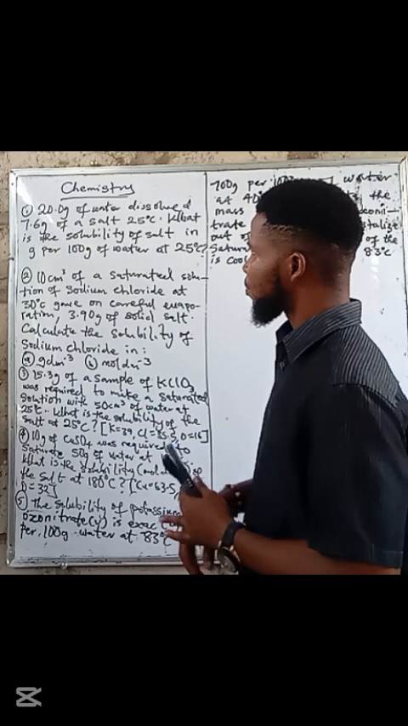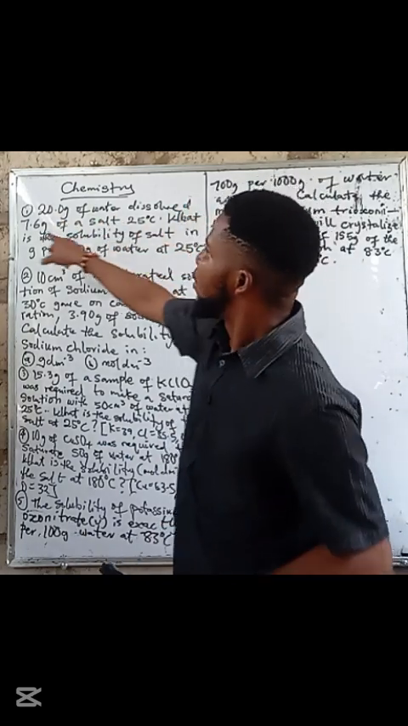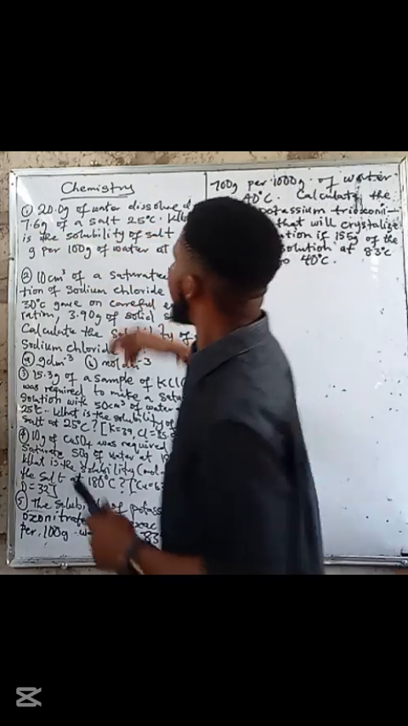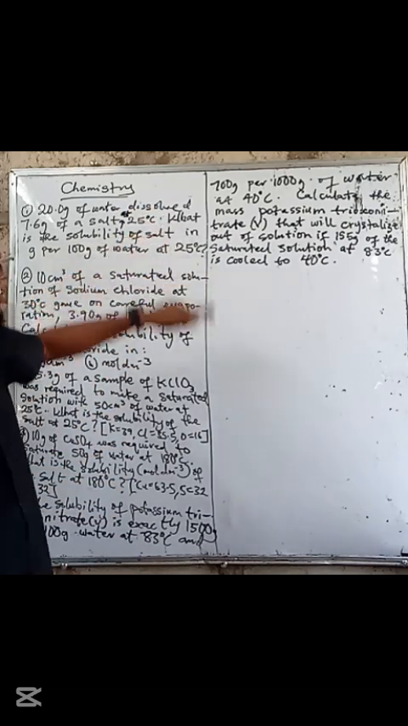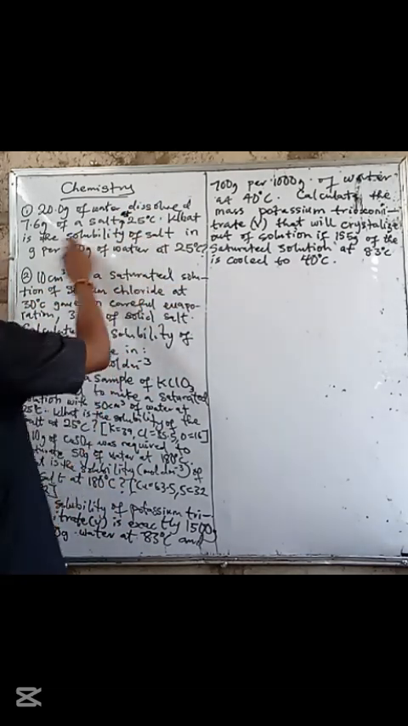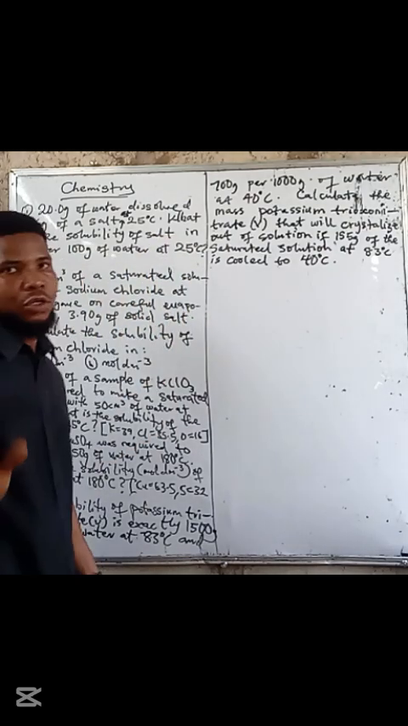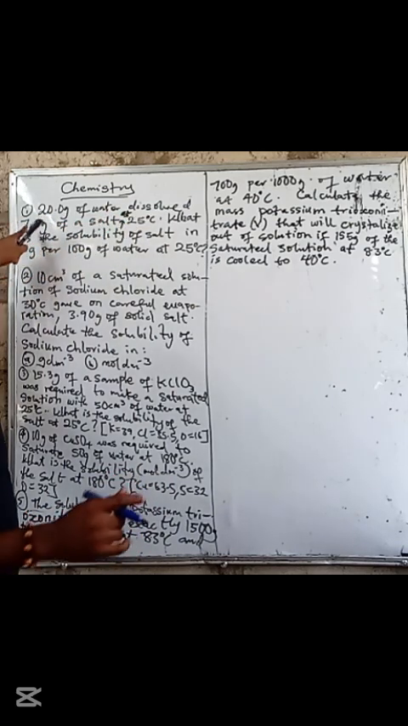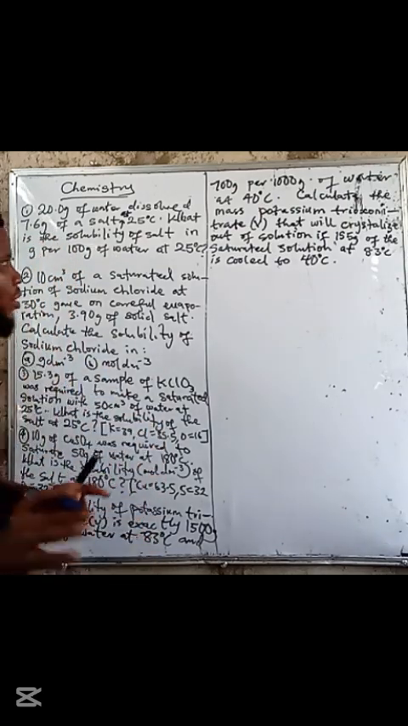So the first one, it said 20 grams of water dissolve 7.6 grams of the salt at 25 degrees Celsius, okay? What is the solubility of the salt in grams per 100 grams of water at 25 degrees Celsius? So you can see 20 grams of water dissolves 7.6 grams of salt. Okay, so 20 grams of water will dissolve 7.6 grams.